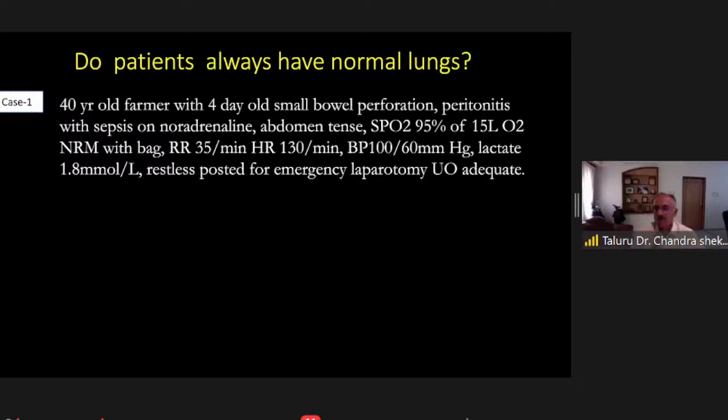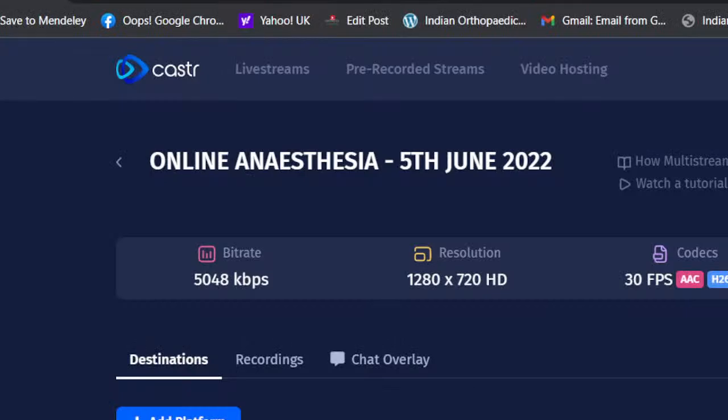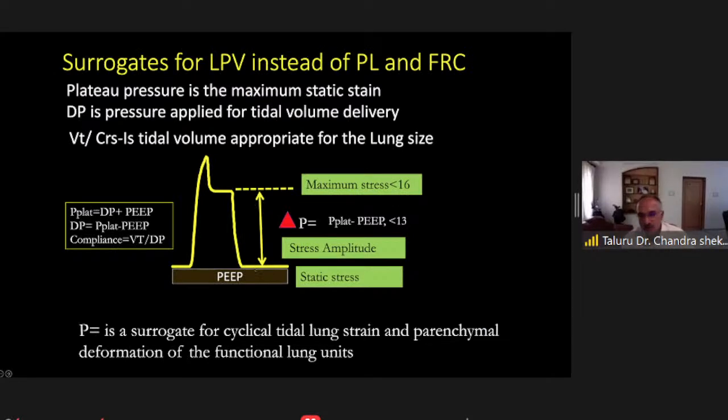and the alveoli. Plateau will include only the alveolar pressure, and driving pressure is the pressure that you require to put in the tidal volume. Your plateau includes the static pressure also, whereas your driving pressure is between the peak and the plateau. So this is the pressure required to put in the tidal volume. That is what tells you whether your tidal volume is adequate or not.